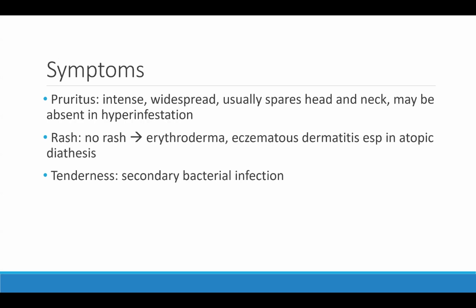Symptoms include pruritus, which is intense and widespread, usually sparing the head and neck, and pruritus may be absent in hyperinfestation. In terms of the rash, presentations can range from no rash to erythroderma. Commonly, they can have eczematous dermatitis, especially in patients with atopic dermatitis, and tenderness can result from secondary bacterial infection.